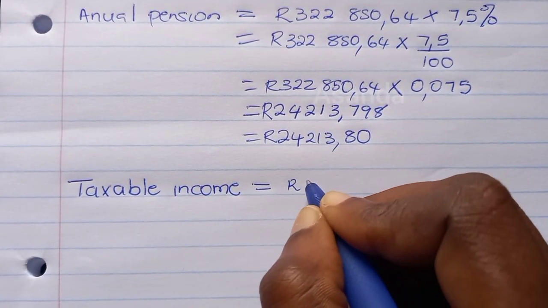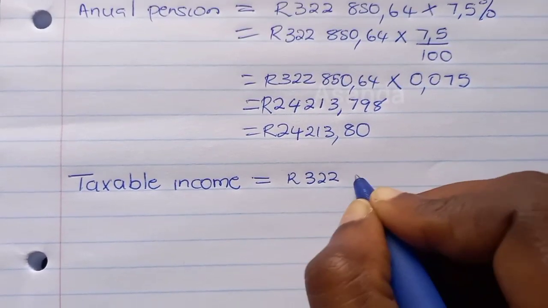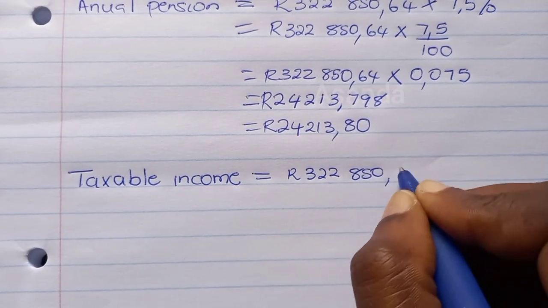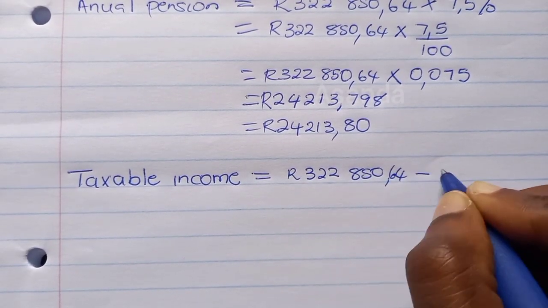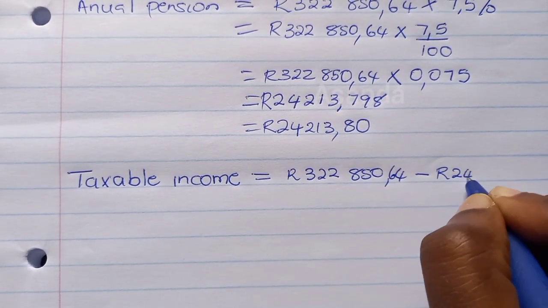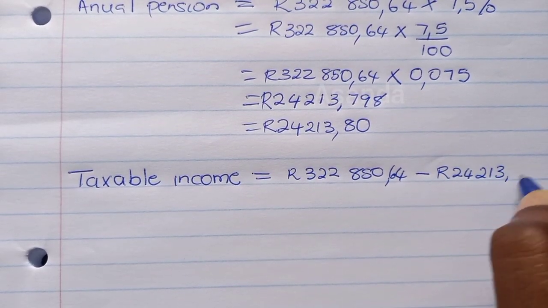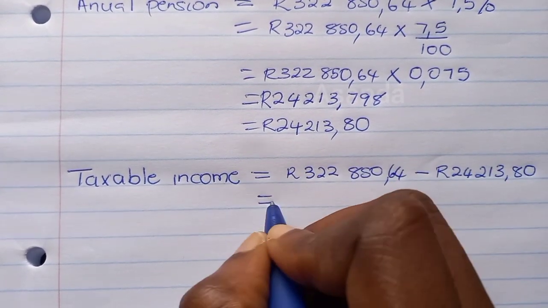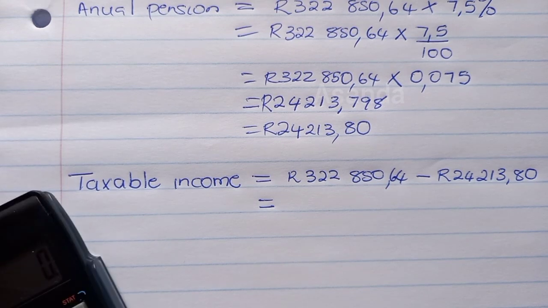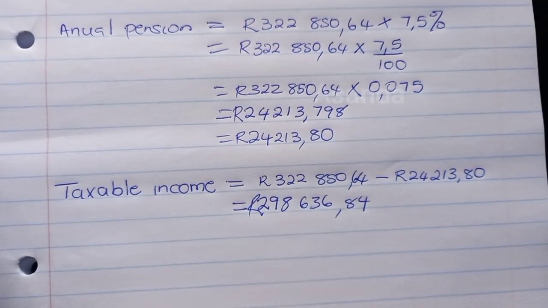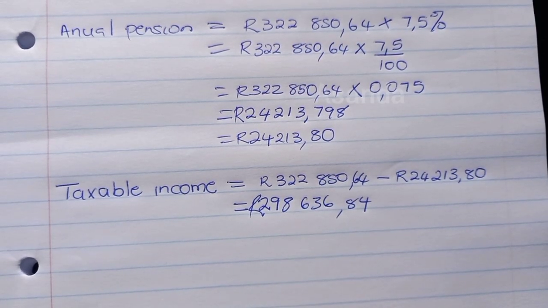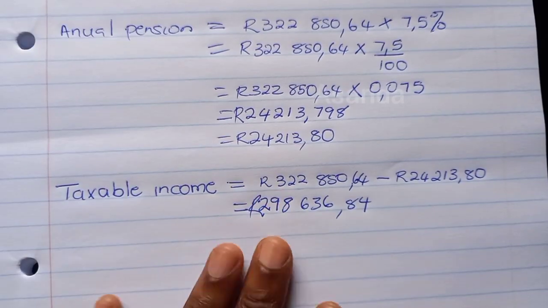So 322,850.64 minus the pension. I am very good at making mistakes, so pay attention. All right, so there we go, 298,636 rands and 84 cents is going to be our taxable income.